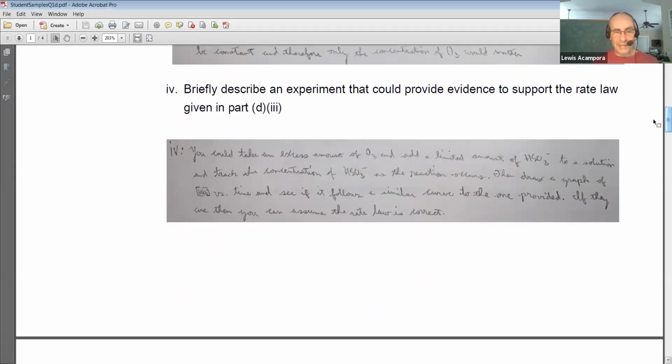And then part IV says you could take an excess amount of ozone and add a limited amount of HSO3 minus to a solution and track the concentration of HSO3 minus. So essentially reversing the reaction, and that would work. I don't think it would be very easy to do feasibly, but it would certainly do the job. So that would earn that point. This response would earn 4 of the 5 points.